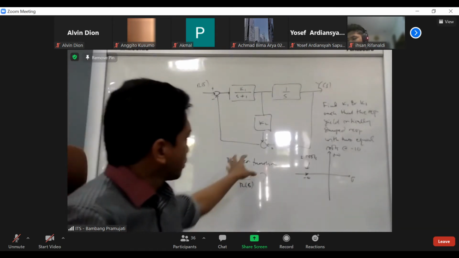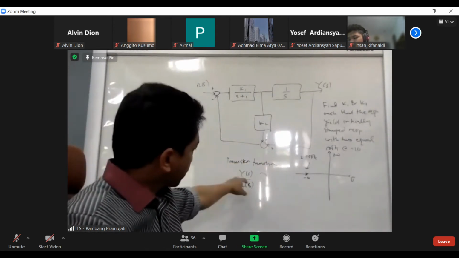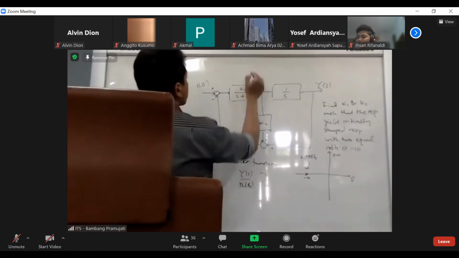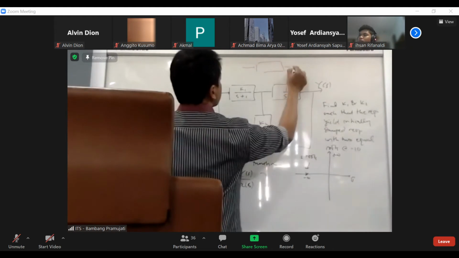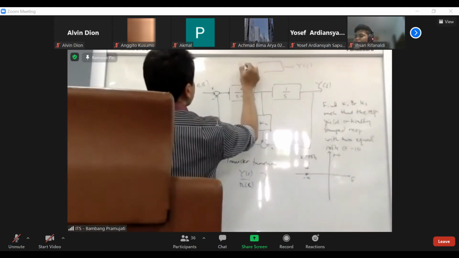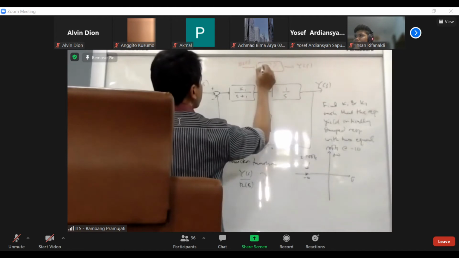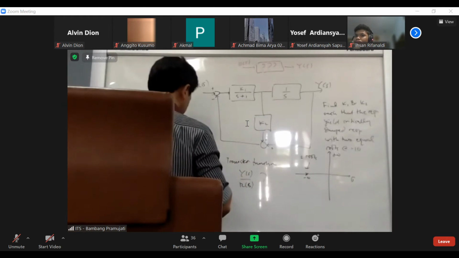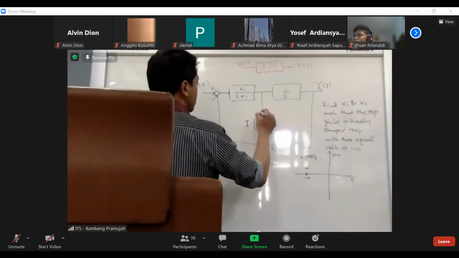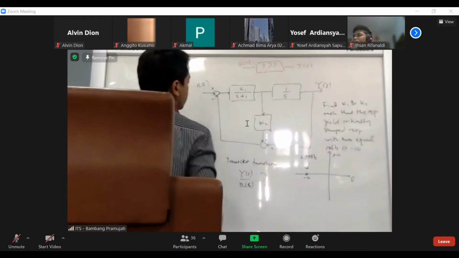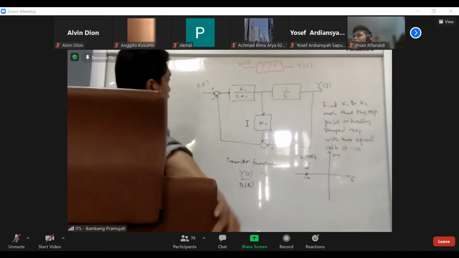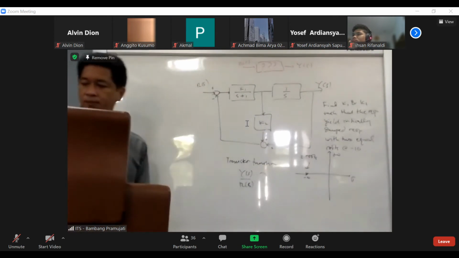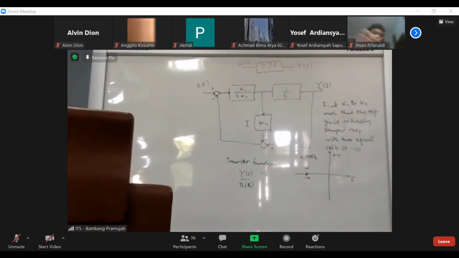See, first you have to modify this. This transfer function can only be found if you have this closed loop transfer function, so you have to have this Y(s) R(s). You have to find whatever is inside this. So if you look at this, if the diagram looks like this, then you need to do some modification.